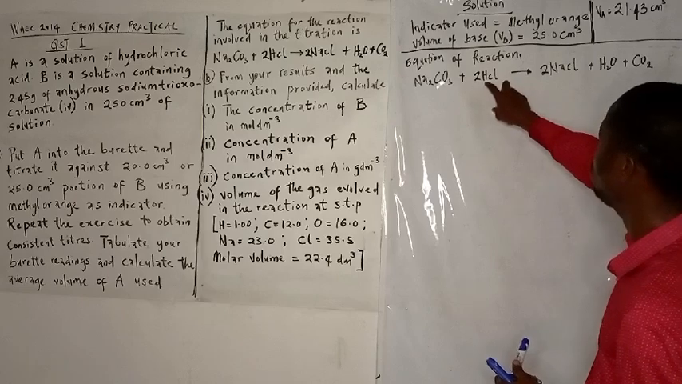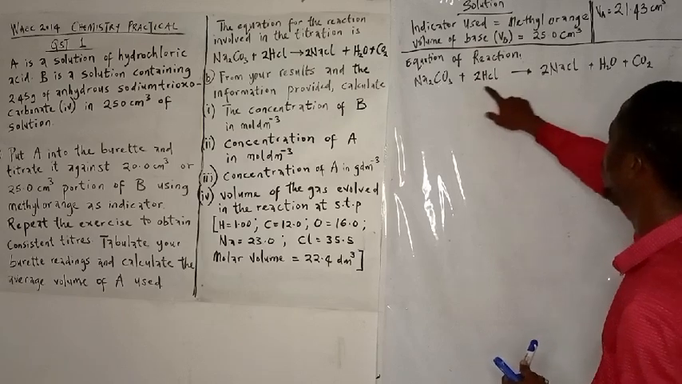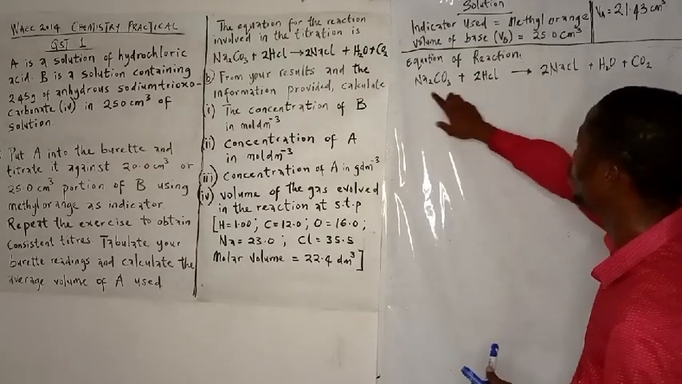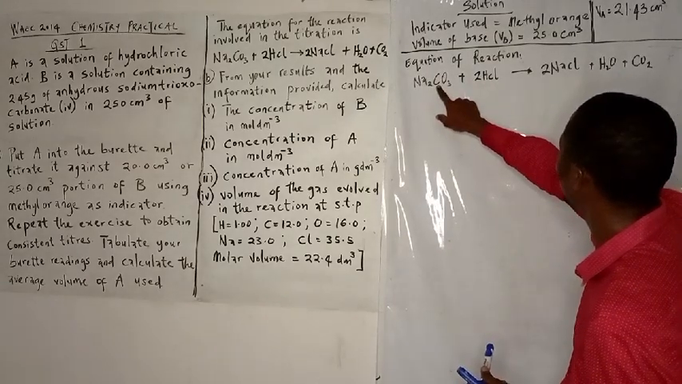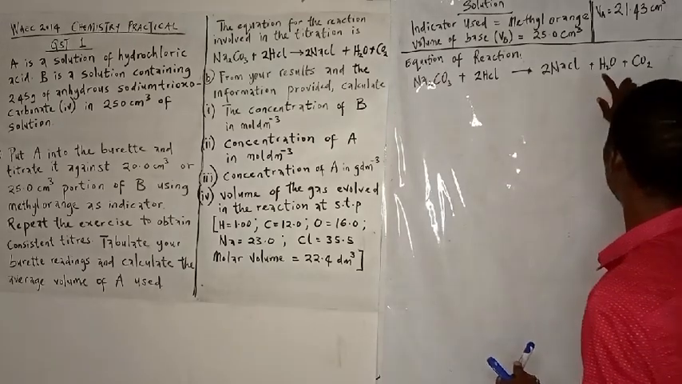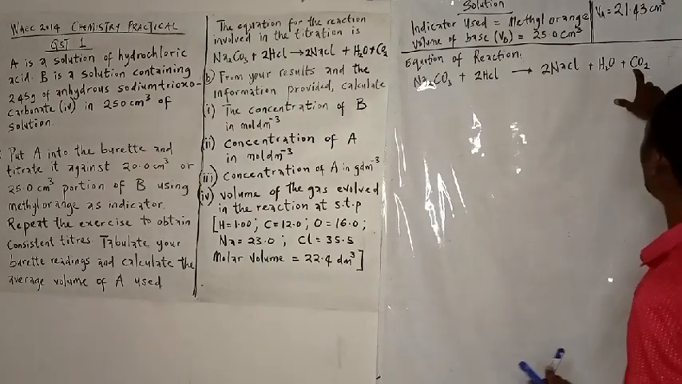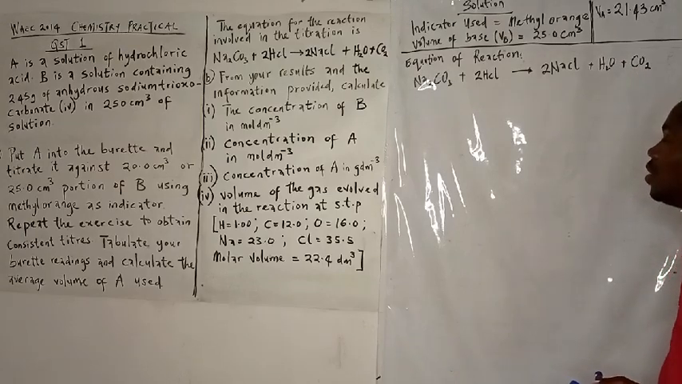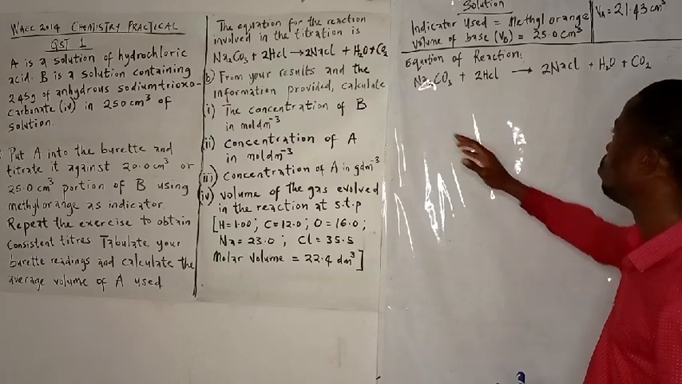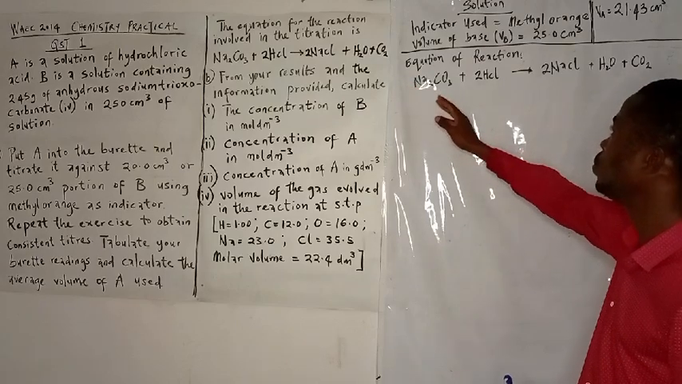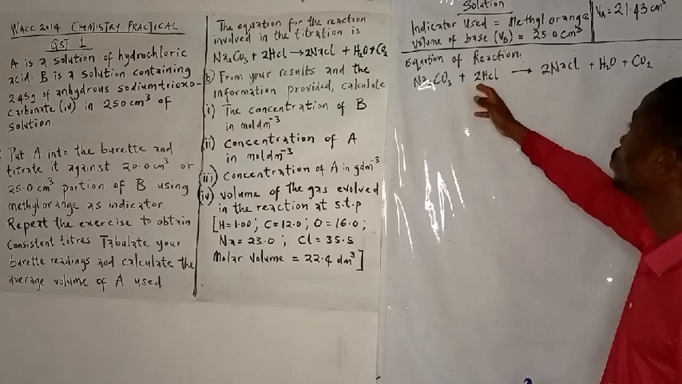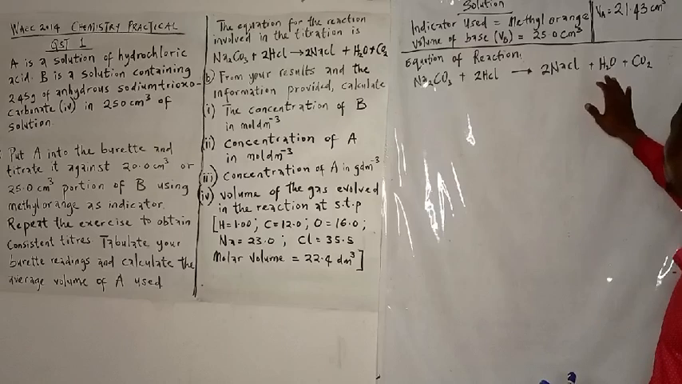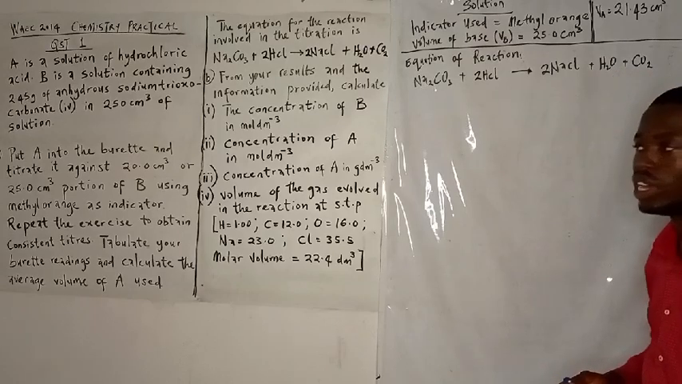So chlorine is now 2. Hydrogen here is now 2 because of the 2 we put. And then we look at the product side. Hydrogen is 2, that's correct. Now we are done with hydrogen, chlorine and sodium. We look at carbon. Carbon is 1 and oxygen is 3. Here carbon is 1 and oxygen is 2 plus 1, 3. So the equation is balanced like this. What this means is that 1 mole of sodium carbonate reacts with 2 moles of hydrochloric acid to give 2 moles of sodium chloride plus 1 mole of water plus 1 mole of carbon dioxide. So that's the interpretation.